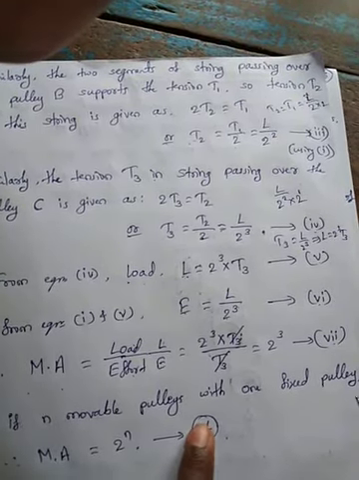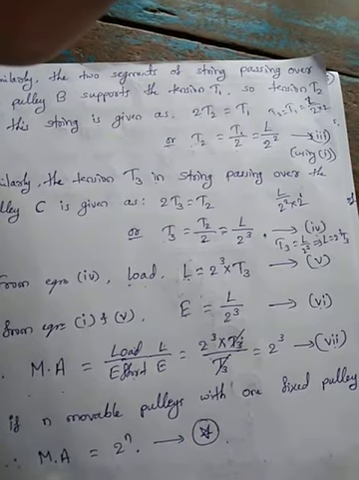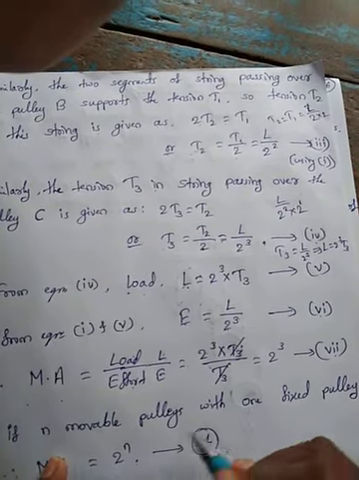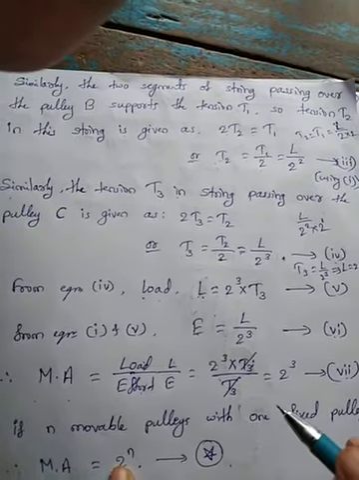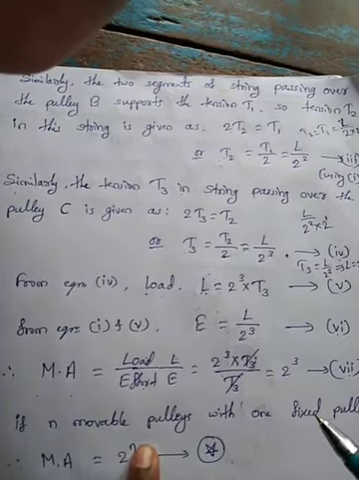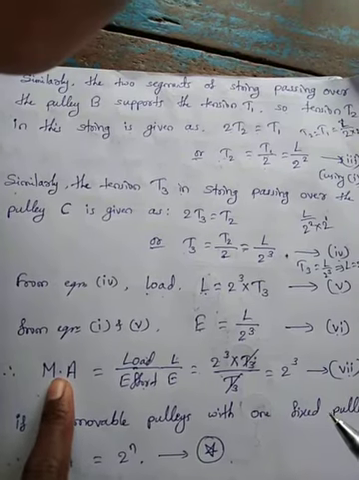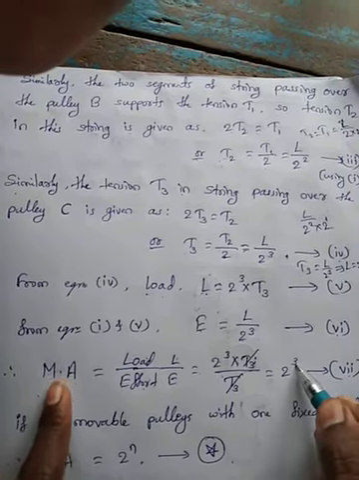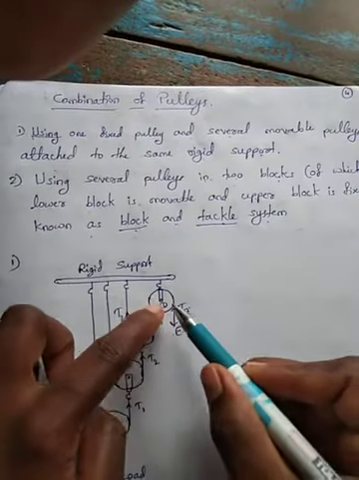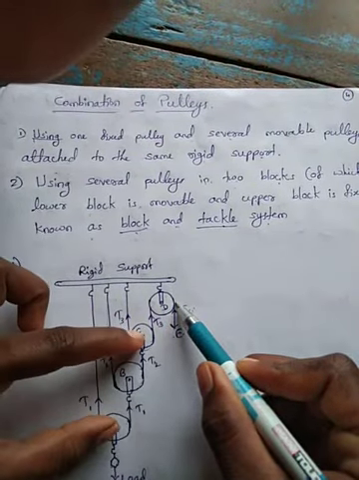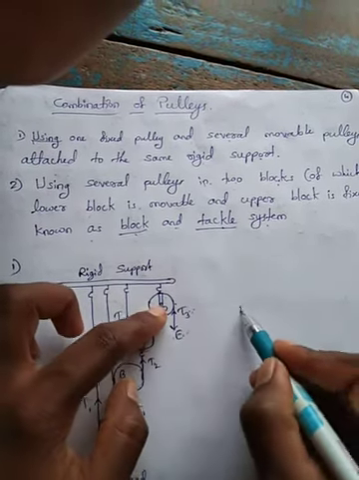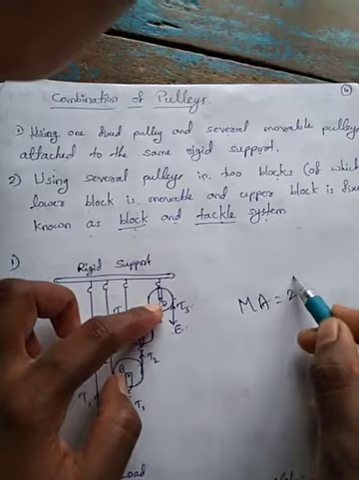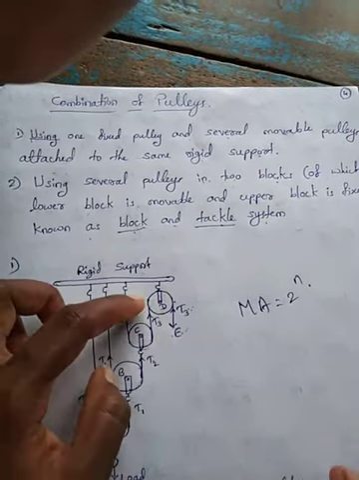If we apply n movable pulleys with one fixed pulley, then we will get mechanical advantage as 2 raised to n. See, here we got what? Mechanical advantage 2 raised to 3. Why? Because in this case what we took? Only one fixed pulley and 3 movable pulleys. If we took n number of pulleys here, then our mechanical advantage is equal to 2 raised to n.